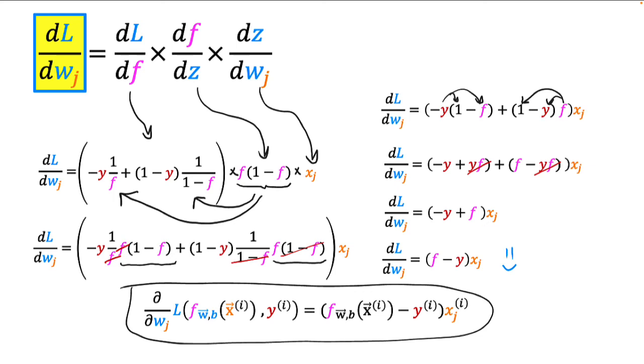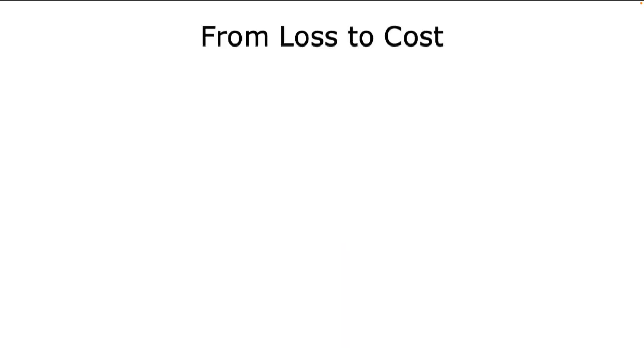Congratulations! You've seen how all this math simplifies into this beautiful, simple equation. Now there's just one more thing to do, and that's to go from the loss function to the cost function. Remember, in the courses, Andrew refers to the loss to refer to a single training example, and the cost to refer to the average over all training examples. So remember, the cost is just 1 divided by m times the sum of all the losses for all the training examples.